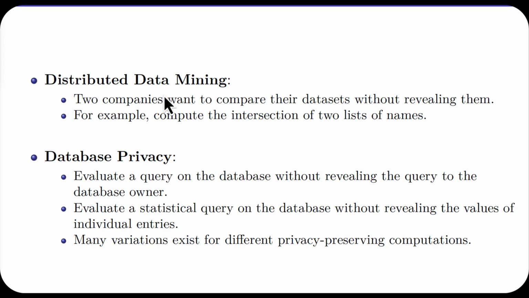We have other examples for the secure multi-party computations. This example is about distributed data mining. For example, we have 2 or more companies that want to compare. This is similar to what we did, let's say, common list of friends. So in this case, these companies try to compare the data sets without revealing them. That's one interesting thing.